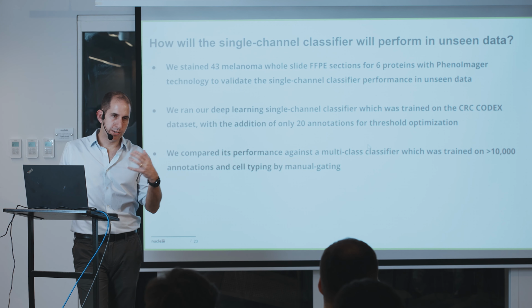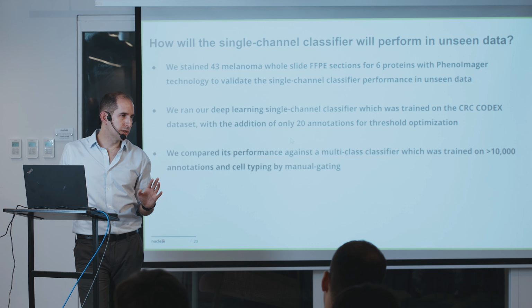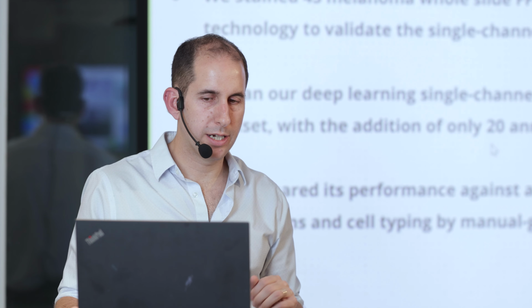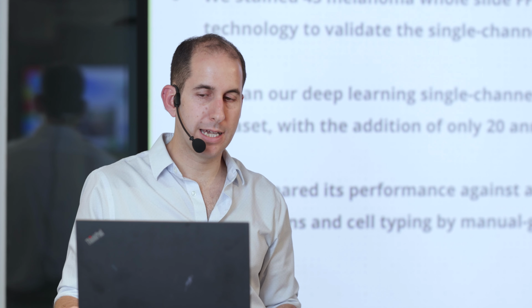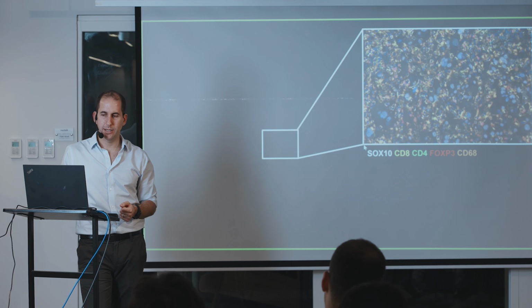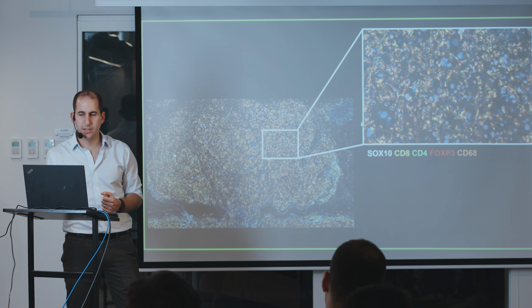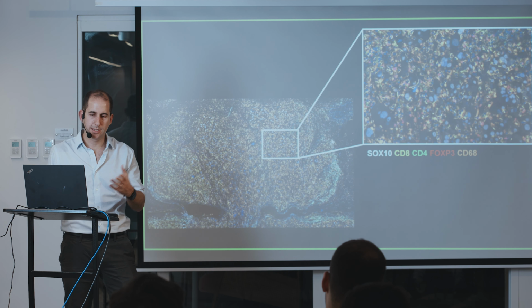And then we ran our CRC CODEX trained binary classifier, and we only added 20 annotations for the whole dataset to do threshold optimization in one channel. And we compared its performance against a multi-class classifier, which was trained on more than 10,000 annotations, and cell typing by manual gating. So this is how the data looks. We can see in white the melanoma cells, which are positive for SOX10, and this is an example which is highly infiltrated by immune cells. We can see in yellow the CD8 T cells, in green CD4, the marker for CD4 T cells, in red the FOXP3 for the regulatory T cells, and in orange the CD68 for macrophages.